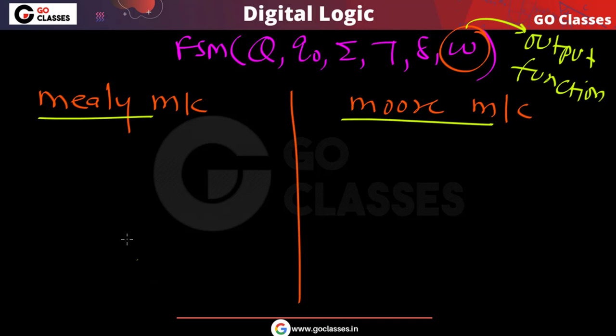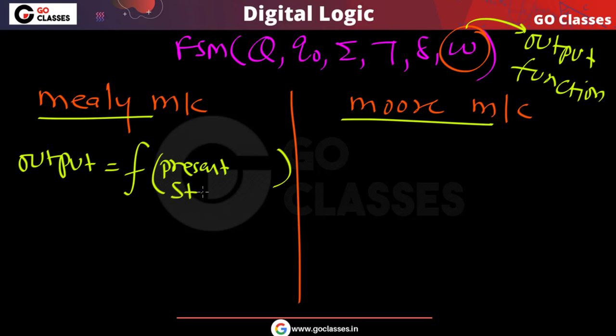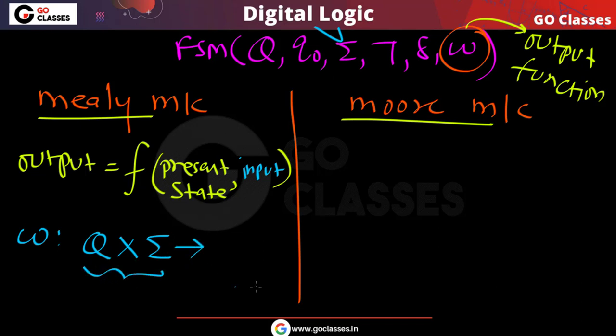So you can notice in this Mealy machine, the output depends on your current state and the current input. I can say this output is a function of your present state and your input. The output will depend on these two things: in which state you are, and what input symbol you are reading. Depending on that, you will create the output. So in the Mealy machine, output depends on present state and input.